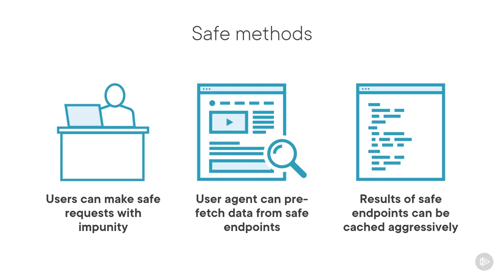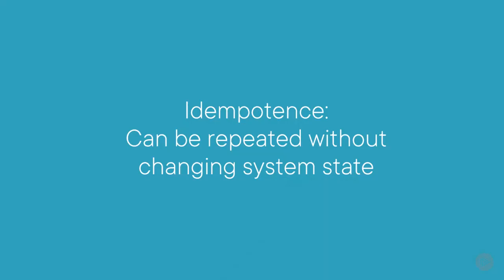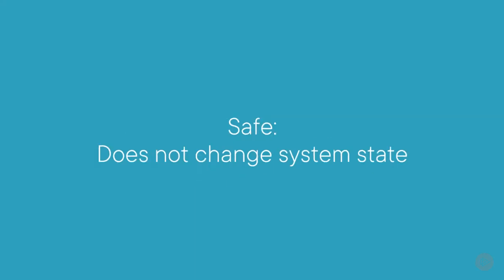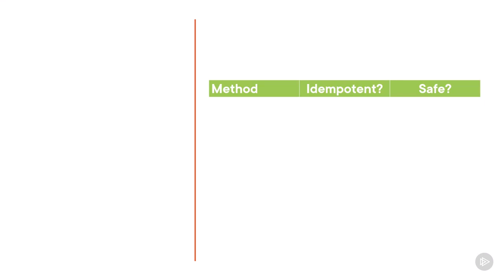Think about which links on a website would be safe for the browser to pre-fetch or a web spider to follow. Links to read or view other documents or pages are typically just fine, but clicking on links or buttons with labels like delete or buy now or checkout are probably much more likely to cause problems. Remember, idempotent means that the operation can be repeated without changing system state, while safe means that it does not change system state. Okay, so to wrap up, idempotence means it can be repeated without changing the state of the underlying system, and safe means it's not changing the state of the system.